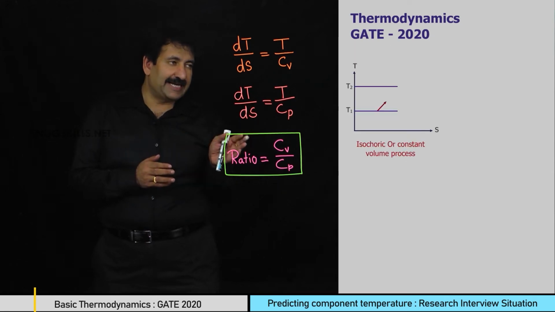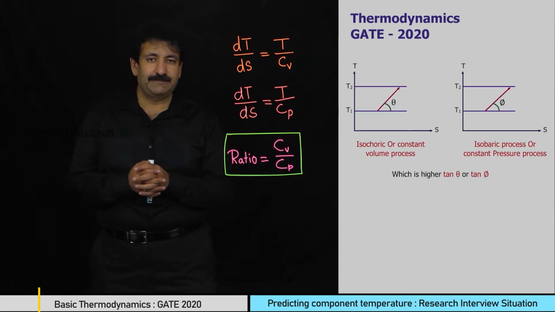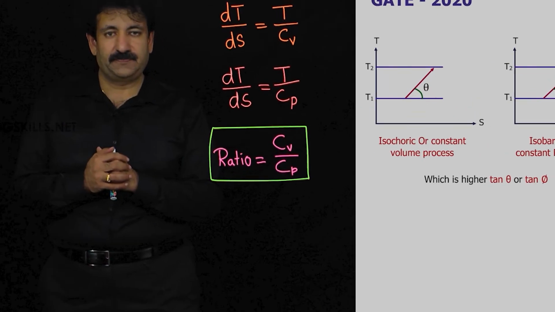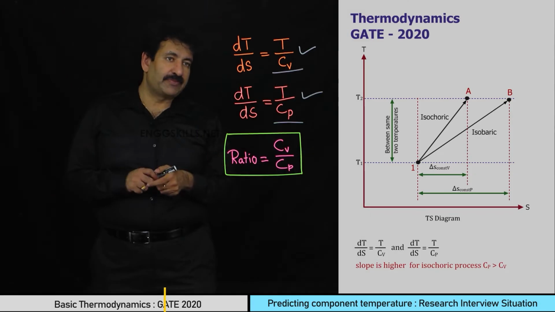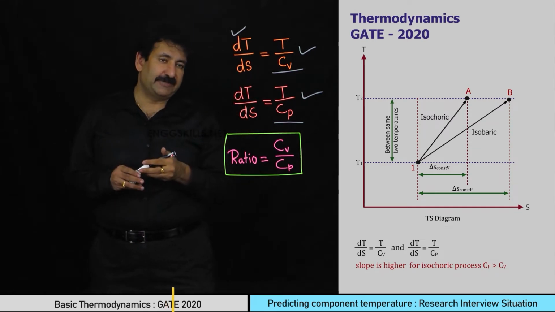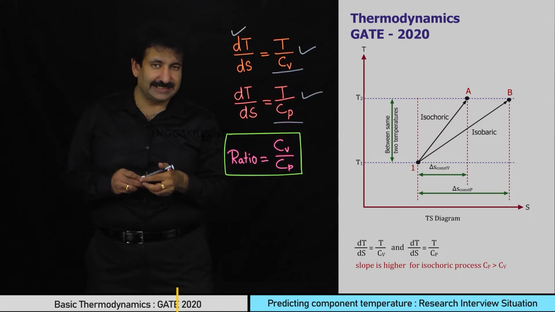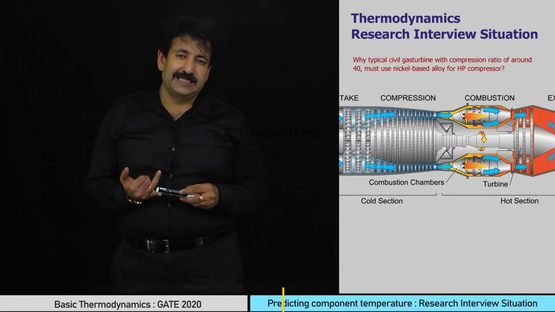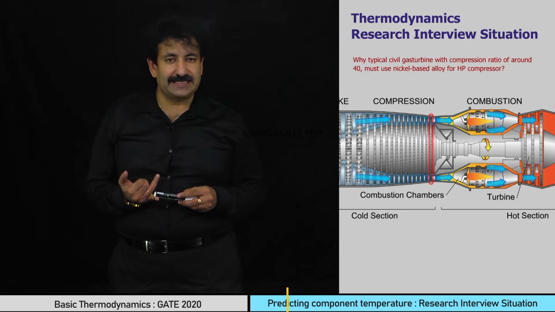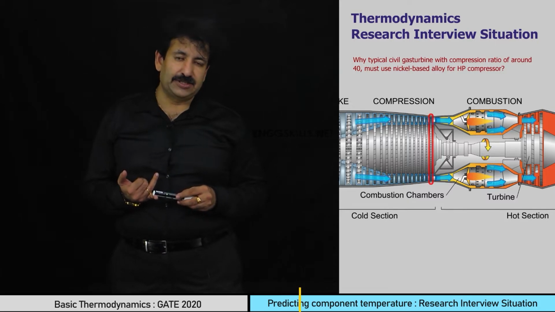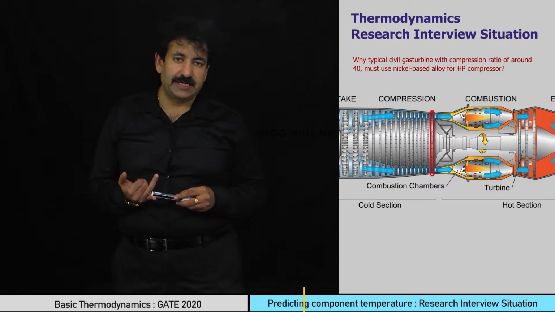Which process has a higher slope on a TS diagram, whether it is an isochoric or isobaric process. And of course, this is information which is a standard result, I would say, in many of the thermodynamic discussions. Of course, how would you decide that the last stage of a typical civil gas turbine engine requires a nickel-based alloy? That is, the last stage of the compressor disc needs to be made out of a nickel-based alloy.